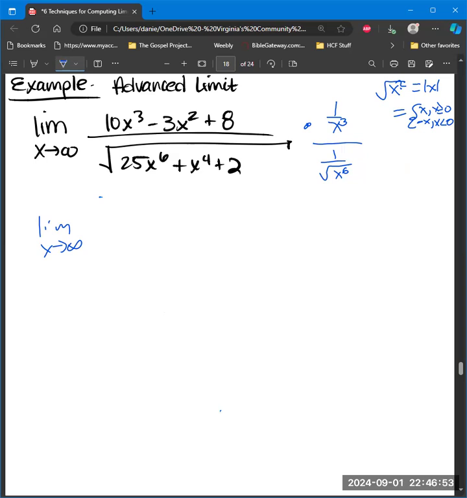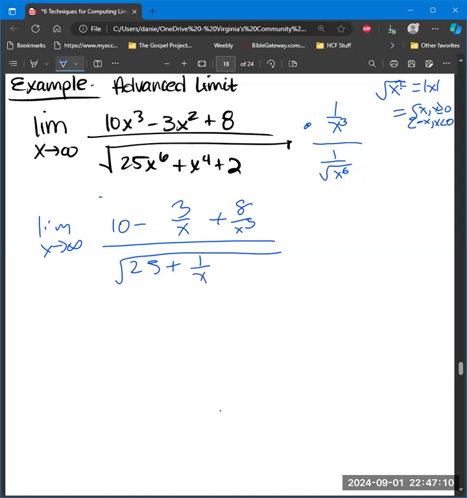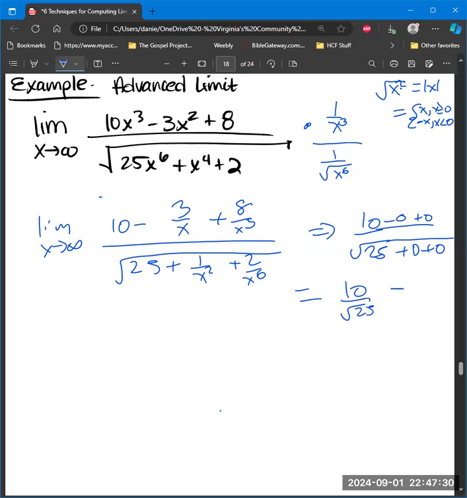so come here and make this 10 minus 3 over x plus 8 over x cubed, and this is square root of 25 plus 1 over x squared plus 2 over x to the 6th, and that is going to give me 10 over the square root of 25. This is minus 0 plus 0. This is plus 0 plus 0 is 10 over root 25 is 10 over 5 is 2.